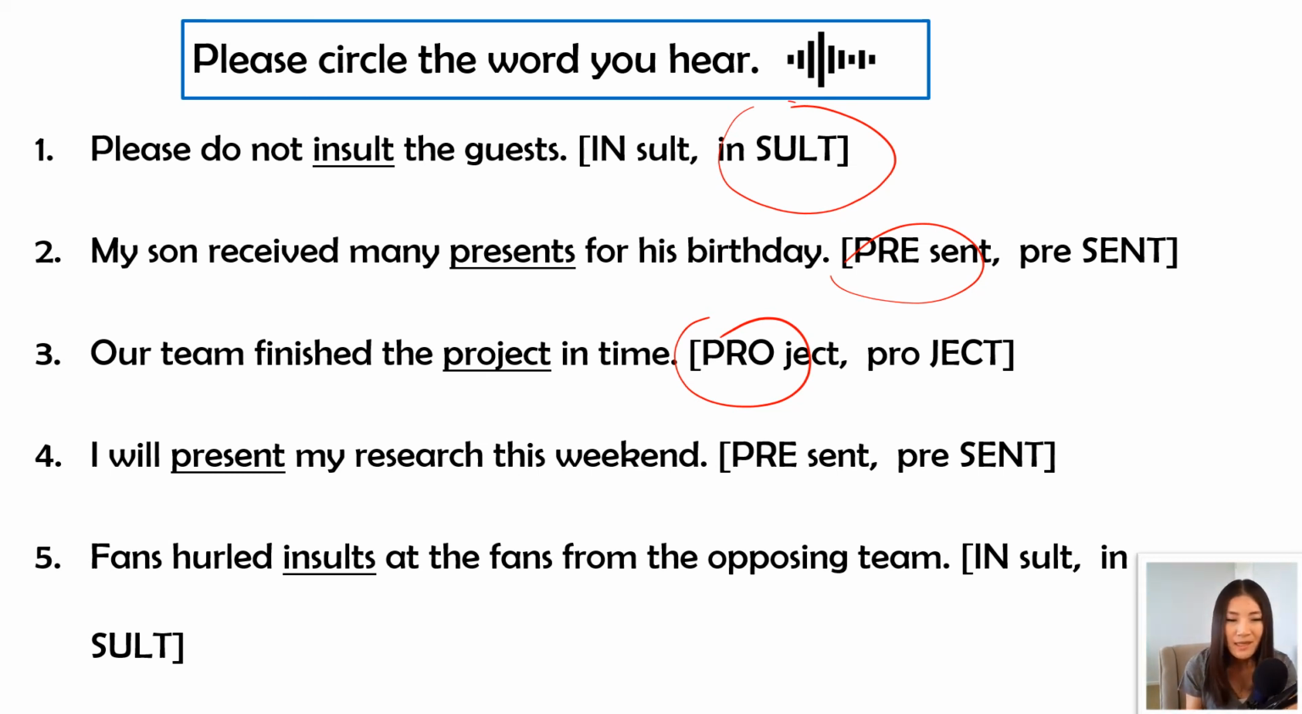Number 4, I will present my research this weekend. I will present my research this weekend. Present is a verb, so I will stress the second syllable. Number 5, fans hurled insults at the fans from the opposing team. Fans hurled insults at the fans from the opposing team. Insults is a noun, so I will stress the first syllable. And please look at number 1. Insult was a verb, but for number 5, it is insult, a noun.